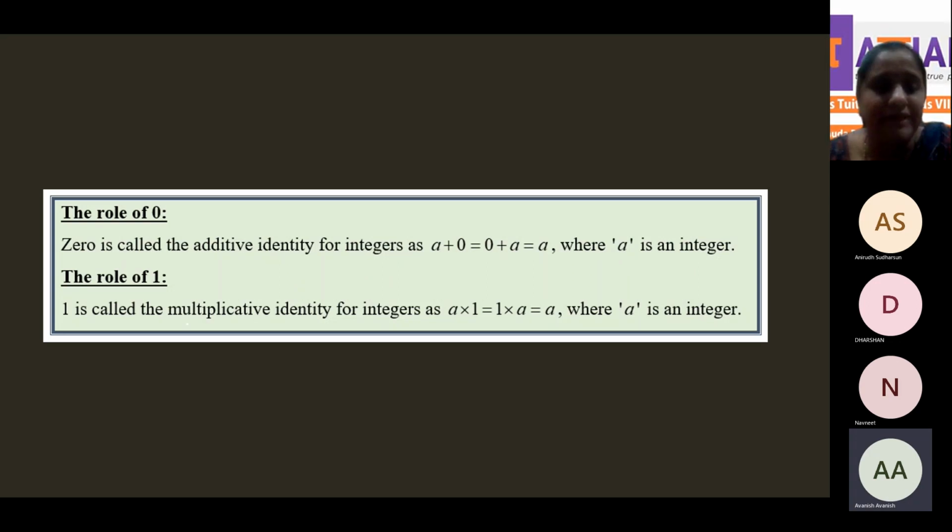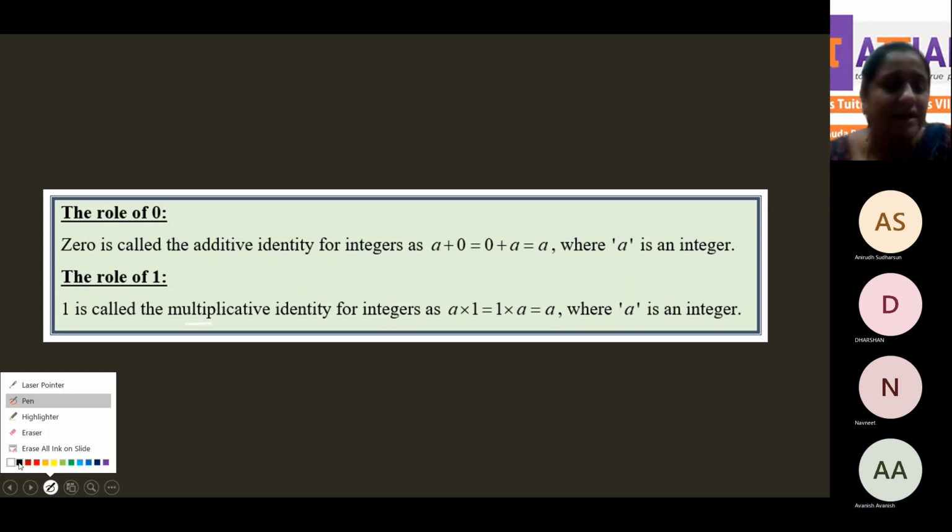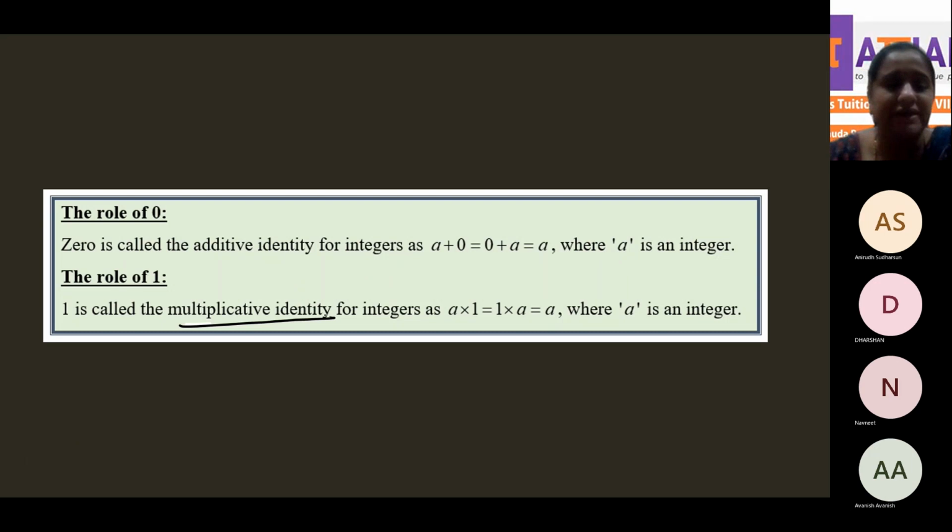Now, multiplicative identity. Identity means identical, same answer. But when you multiply, you want to get the same answer. That is, you take an integer and multiply it with something and you want to get the same answer. Like you want to take 10 and multiply this with something and get 10 only as the answer. Then what is that number? 1. 10 into 1 only is 10.